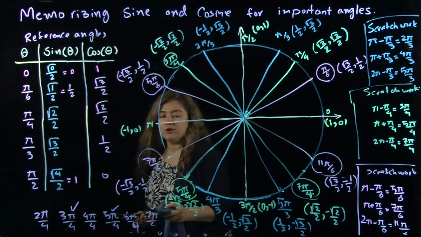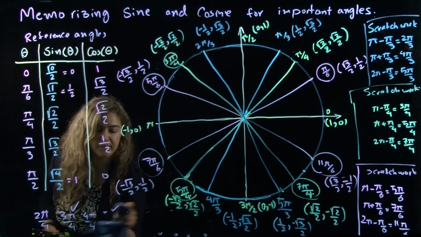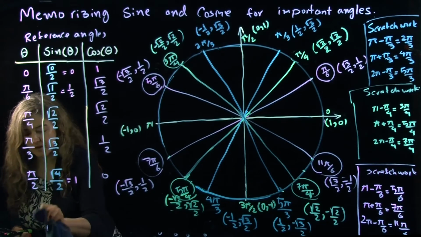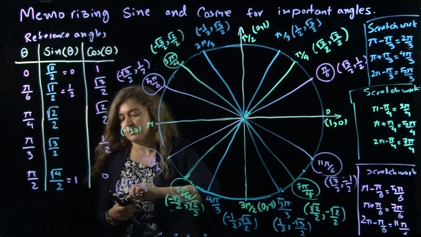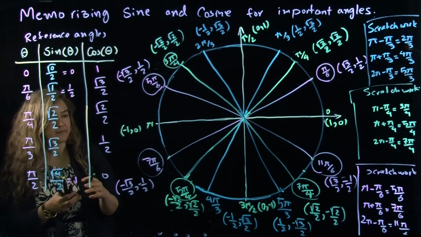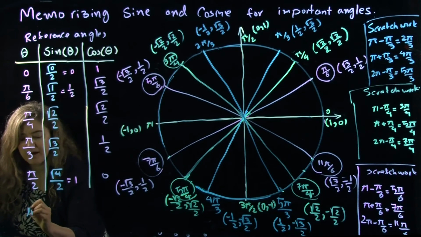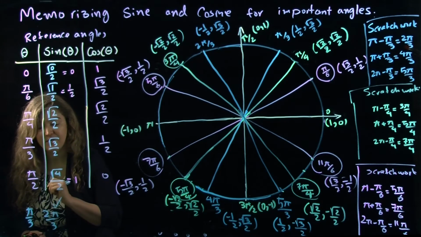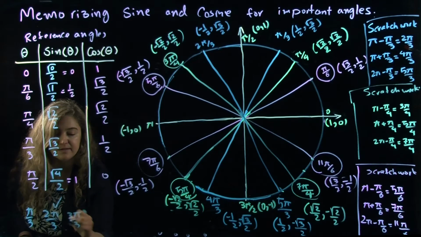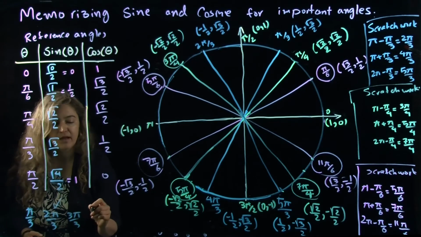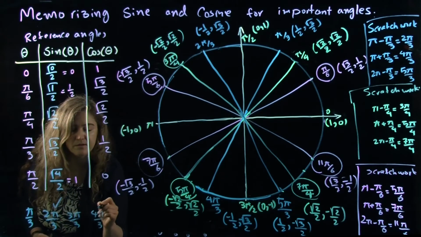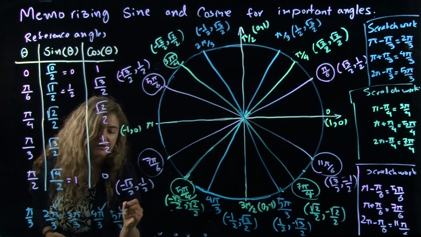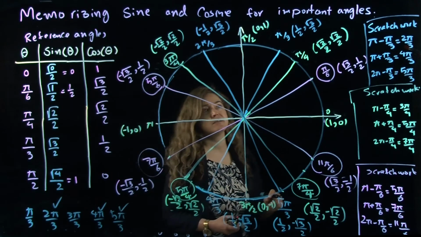How about pi third? So when you start with the pi third, pi third is a reference angle. 2 pi third doesn't simplify, that's fine. 3 pi third, 3 and 3 simplify, so it's not. 4 pi third doesn't simplify, counts. 5 pi third counts as well because it doesn't simplify.